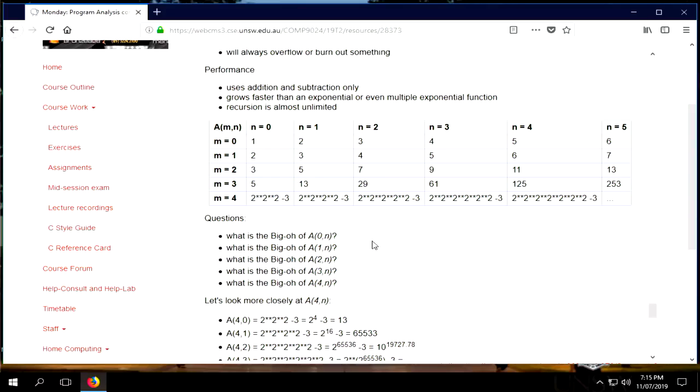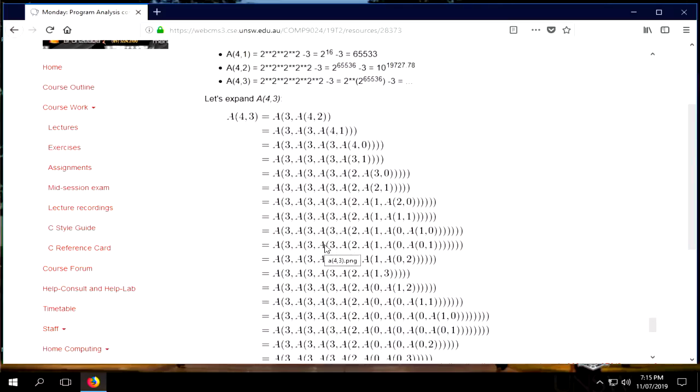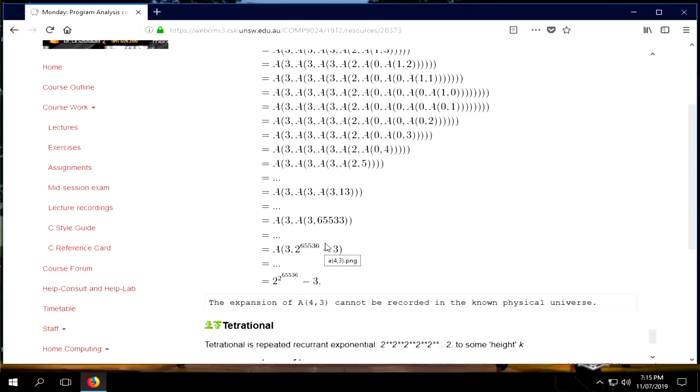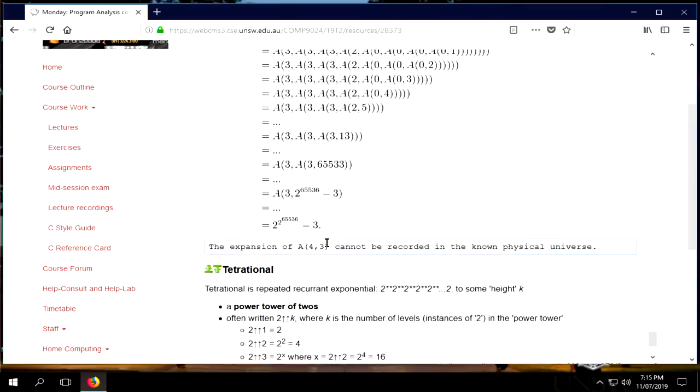So tonight you've met power towers. It's a great term, the power towers of 2. So a power tower of 2 is a series of exponents: 2 to the 2 to the 2 to the 2 to the 2. You can keep on going for as long as you like.